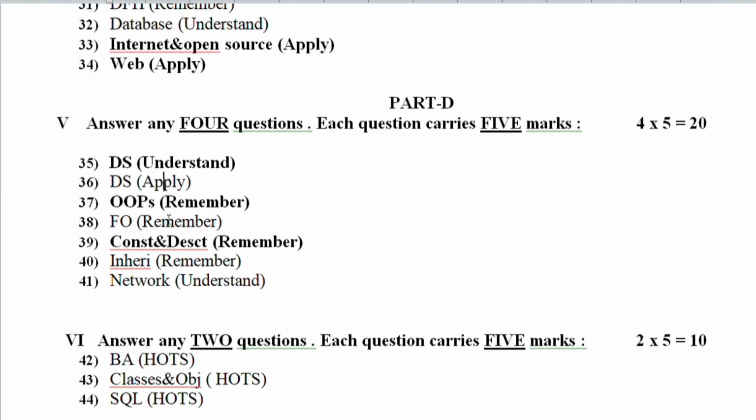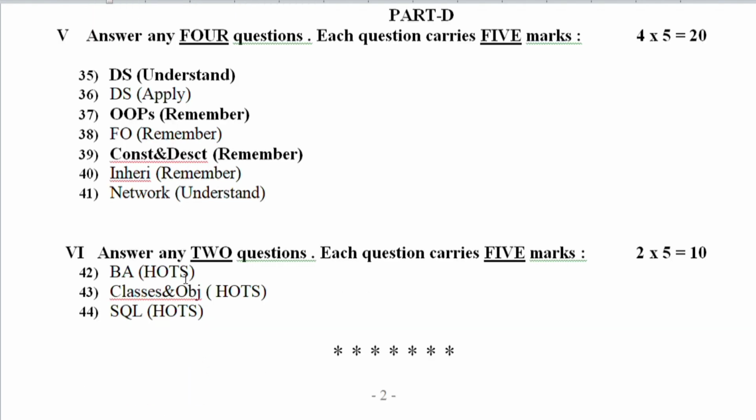Then object oriented programming, you have the remember questions. Then function overloading, again remember, they may ask you to write the characteristics of friend function or function overloading like that. Constructor and destructor, again remember like this. So these levels change. Inheritance, remember, network, understand, like this. And talking about this 5 marks question from 6th main, which is 3 HOTS question.